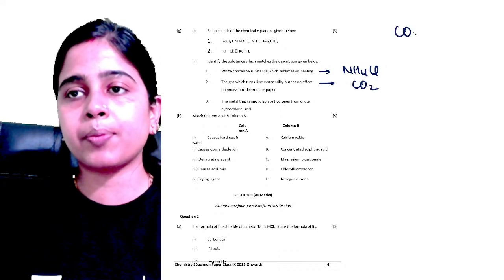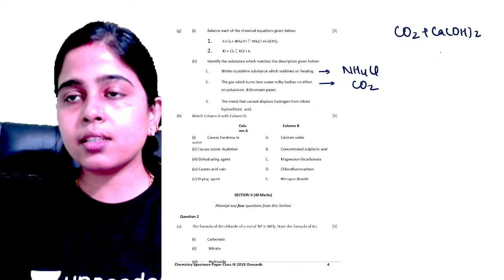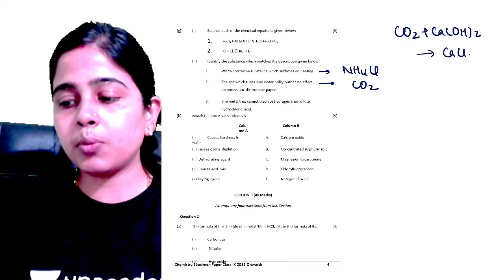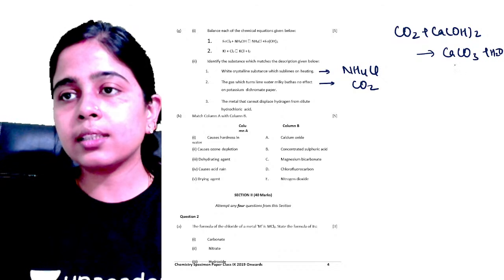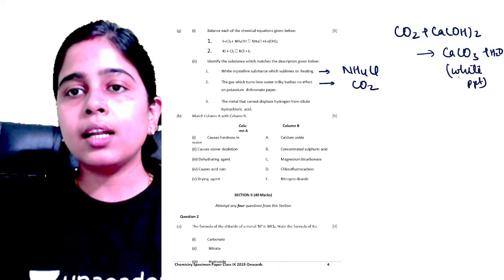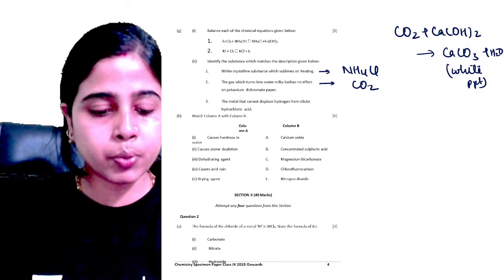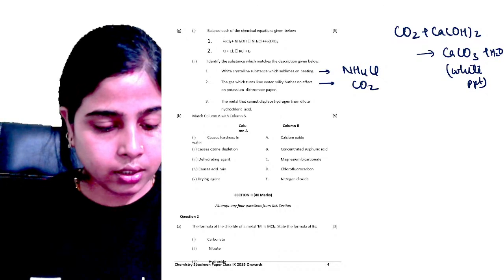This is the reaction happening. CO2 plus calcium hydroxide gives you calcium carbonate and water. This calcium carbonate is the white precipitate due to which your lime water turns milky, but this carbon dioxide has no effect on potassium dichromate. Okay.